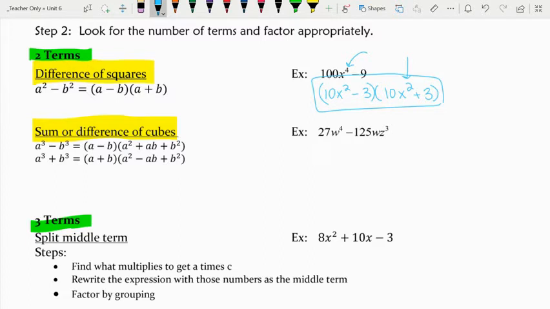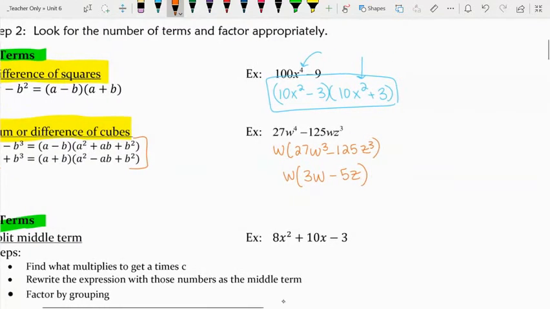Sum or difference of cubes, you follow this formula over here, which I will be giving to you. So this is almost perfect, but there is a GCF of W first, and then you have a difference of cubes. So the cubic root is 3W minus 5Z. And then we use these to fill out the rest.